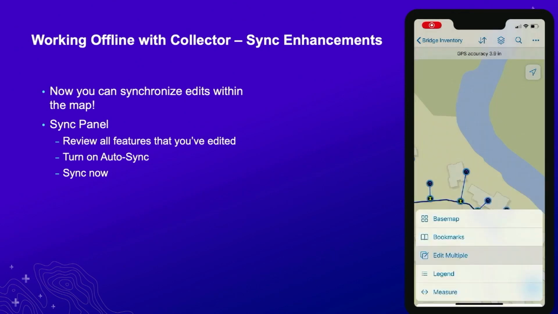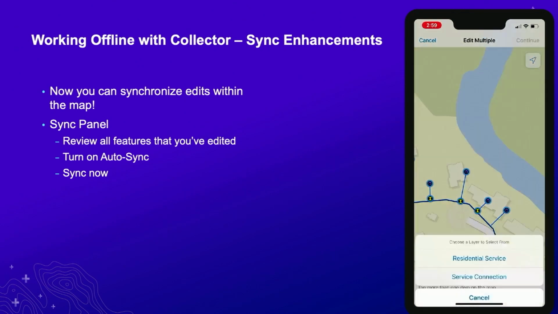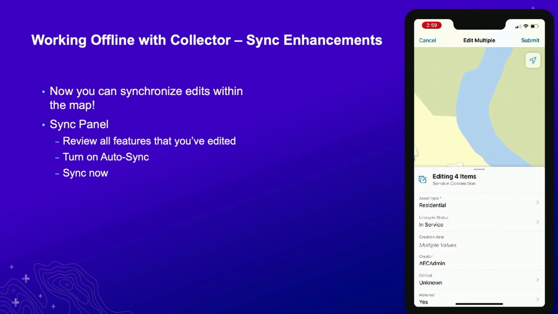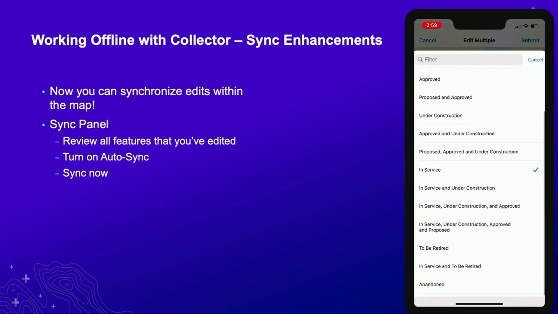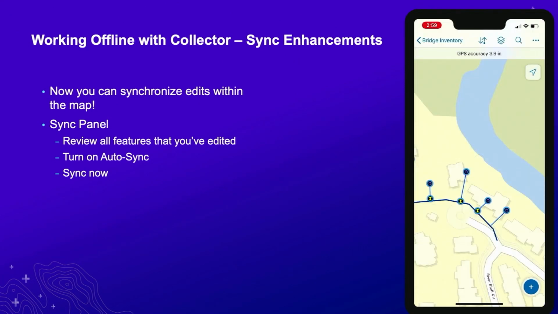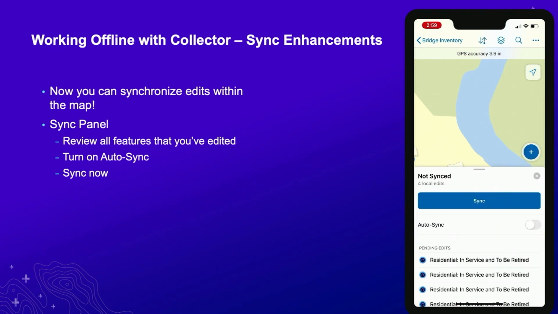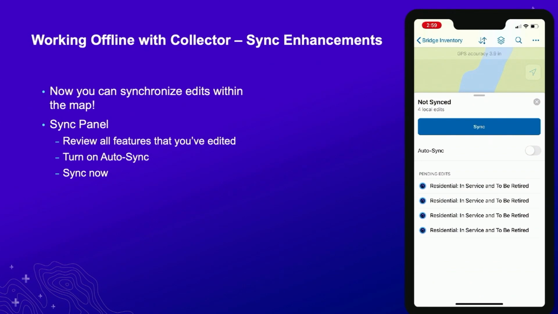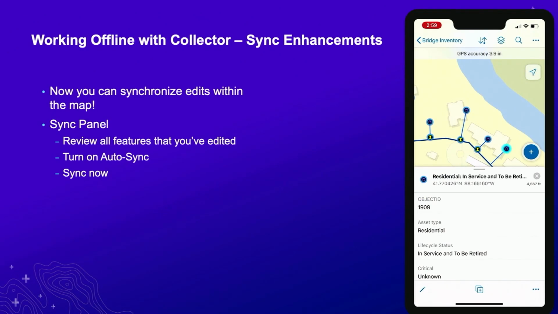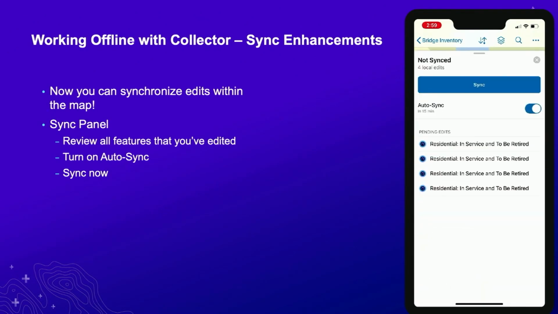Okay, in addition to all of these download improvements that we've made, we've done some work on the synchronization process as well. You're going to see now that within Collector, you can synchronize directly within the map. Here I'm using a feature that we're going to show you in a little bit that lets you edit multiple features at once. I'm going to take these services from an in-service model to a to-be-retired model, and then directly within the map I can hit the sync button, and that brings up the sync panel, and from the sync panel I could review all the features that I've edited one by one, maybe change the attributes if I want, and then manually sync if I'd like to, or I could turn on the auto sync capability.